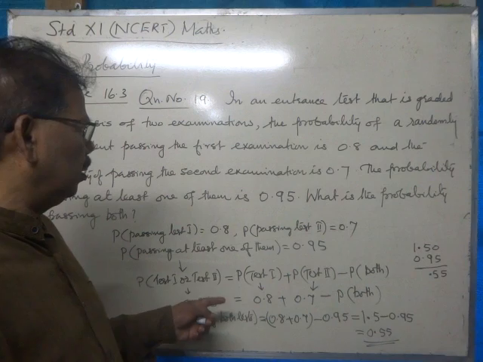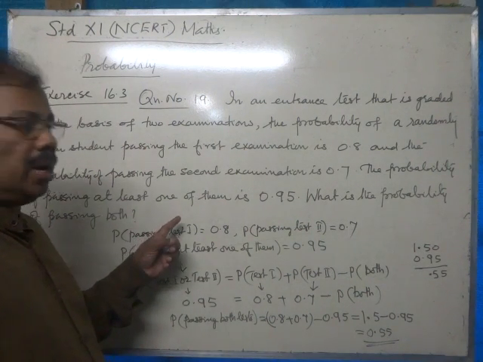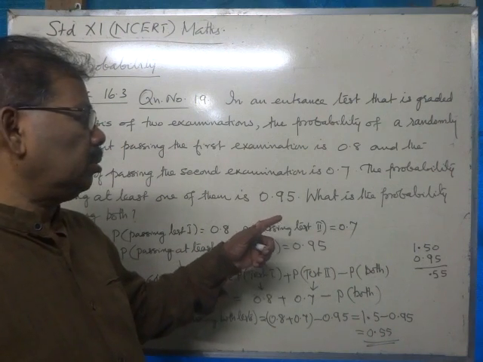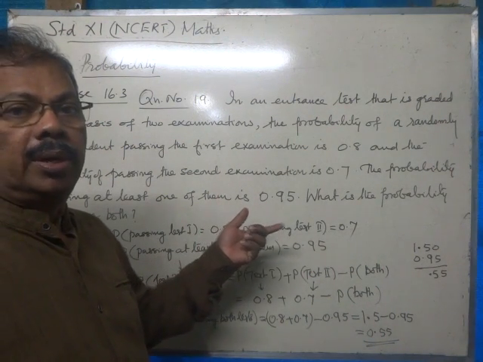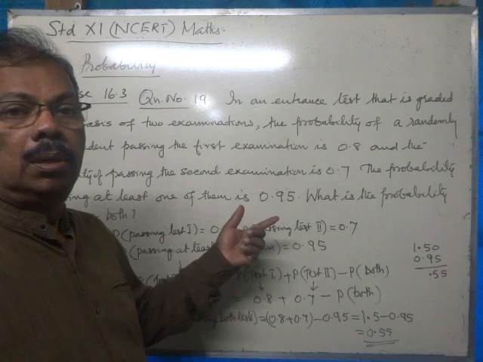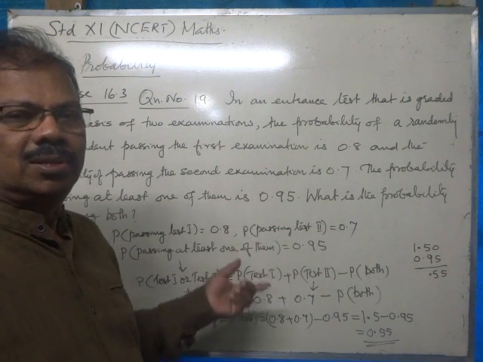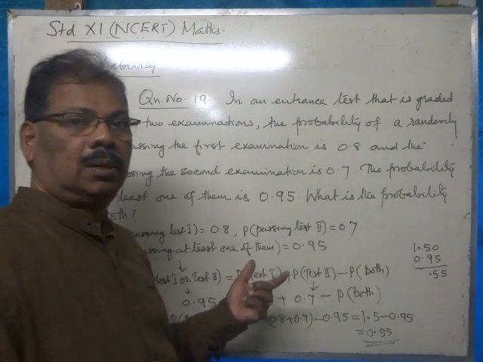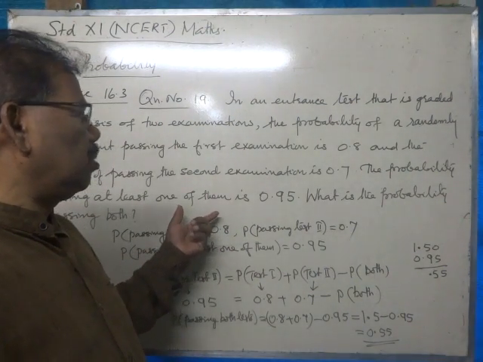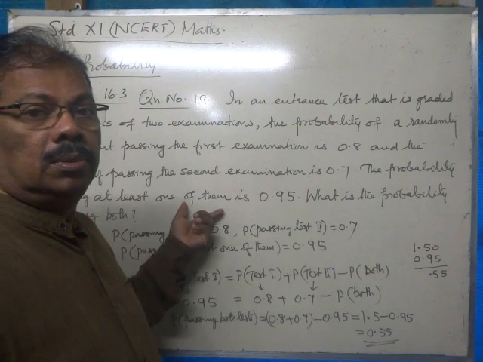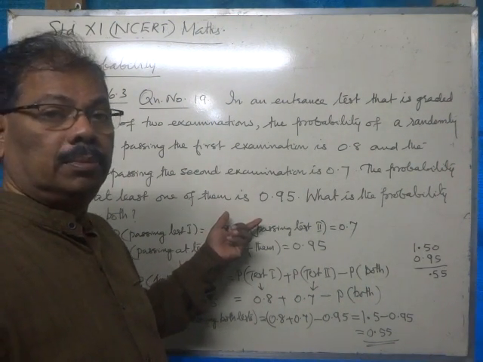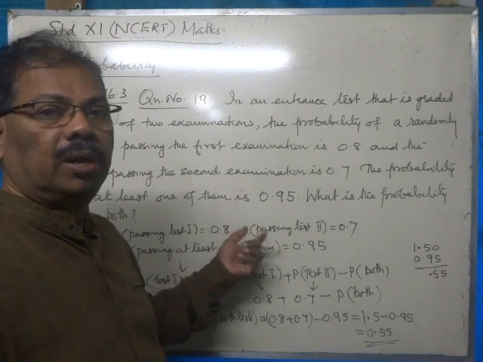Once again, in the question we are asked to find the probability of a randomly chosen student or candidate passing both the tests, given that the probability of his passing at least one of them is given to be 0.95.